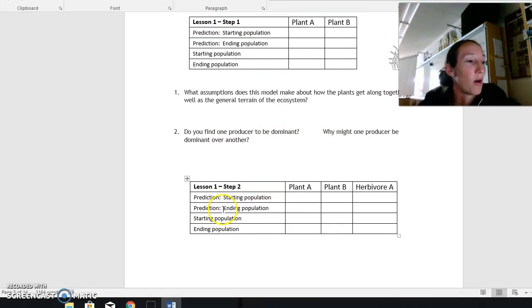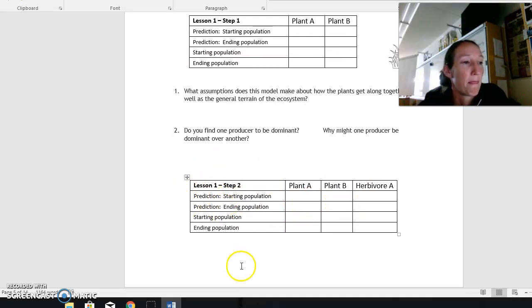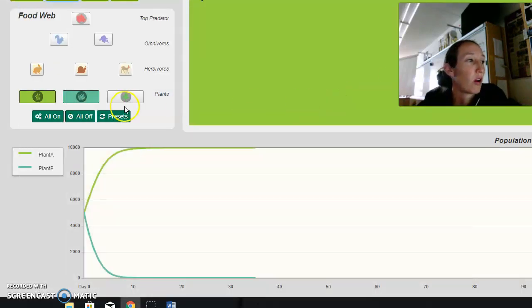So now we're going to go on to the second step. You leave plant A and B where they're at, but now we're going to add a herbivore. And once again, don't do the prediction. You can cross this out. So let's go ahead and go to our herbivore.